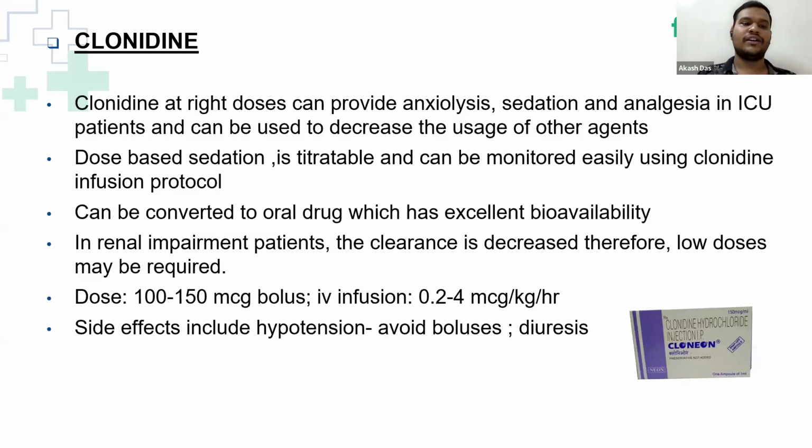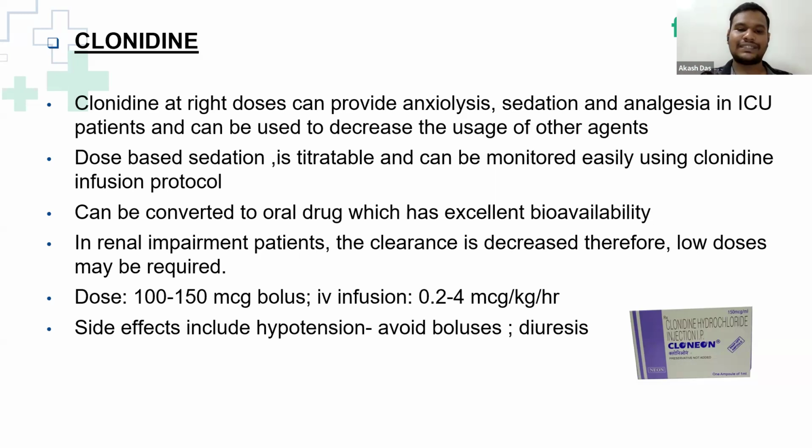Next thing is clonidine. Clonidine, as we all know, is an alpha agonist. At the right doses, clonidine can provide anxiolysis, sedation, and analgesia in the ICU, and can be used to decrease the dose of other agents. Like if your patient's BP is high and you are using Dexmed, still it is not being controlled. You need something to control the BP, as well as sedation. In those cases, clonidine is a good drug.